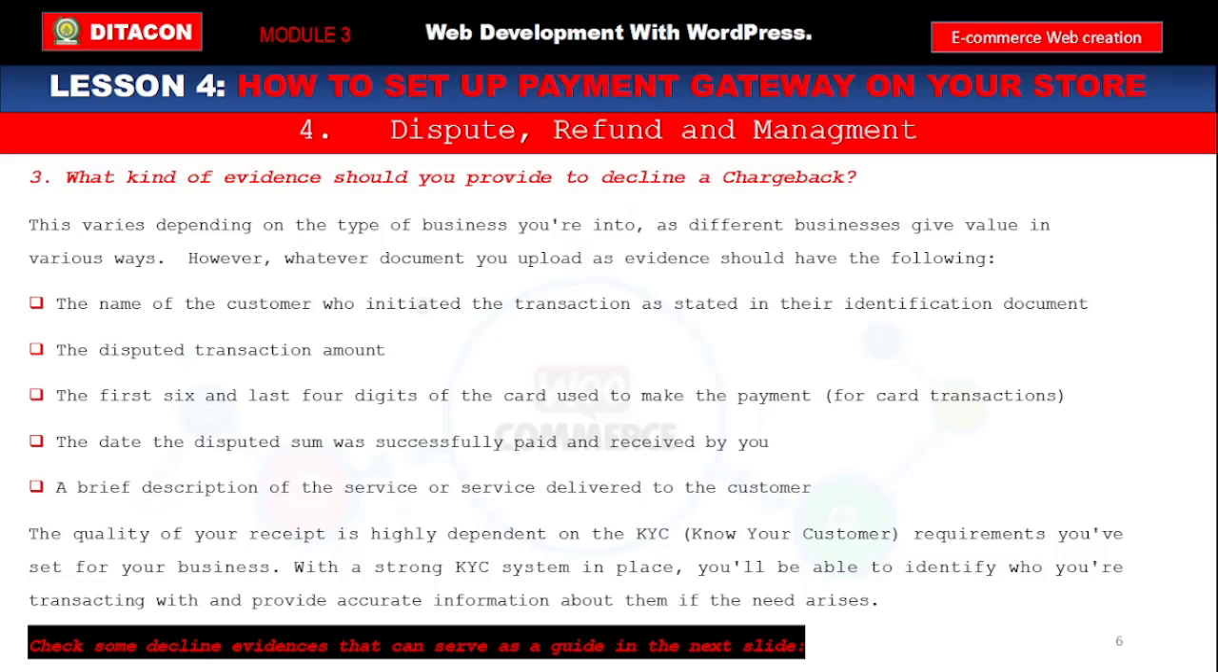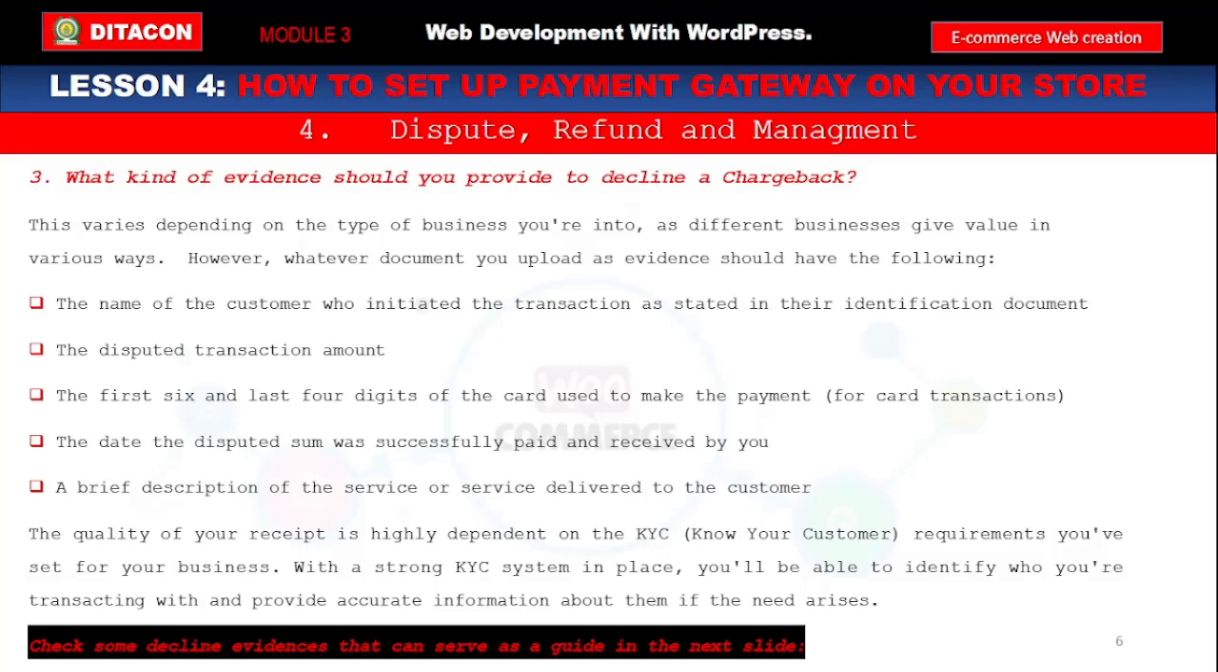So the date the disputed sum was successfully paid and received by you. Let the date be there, the date and the time. Then the last is a brief description of the service or product delivered to the person. So the description, if it is a car, describe the car, the name of the car, the model of the car, the chassis number, and whatsoever you write, it must be there. Also the color and the number plate, let it be on the receipt.